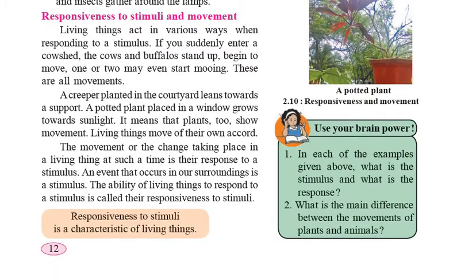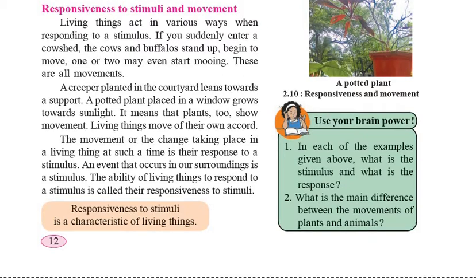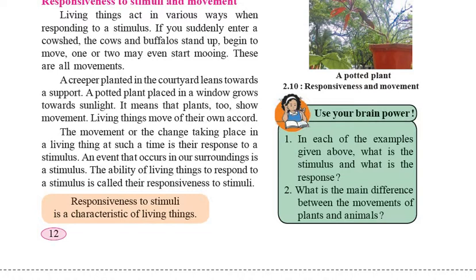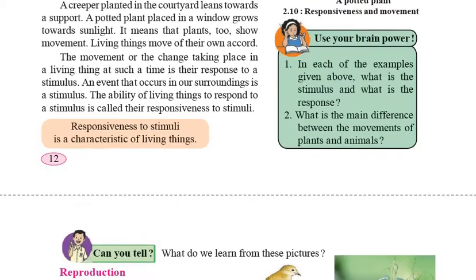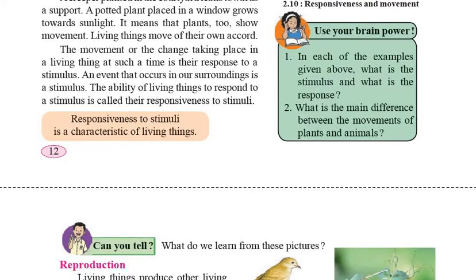Responsiveness to stimuli and movement. Living things act in various ways when responding to a stimulus. If you suddenly enter the cowshed, the cows and buffaloes stand up. One or two may even start moving. These are all movements. A creeper planted in the courtyard leans towards a support. A potted plant placed in a window grows towards sunlight. It means that plants too show movement. Living things move of their own accord.